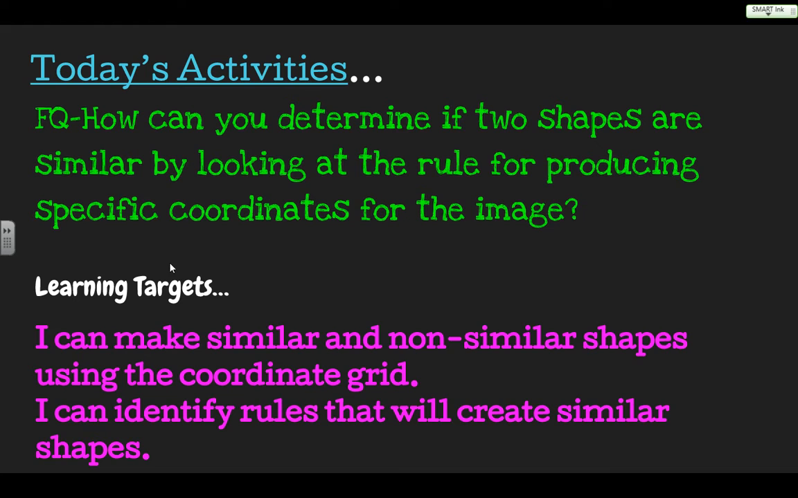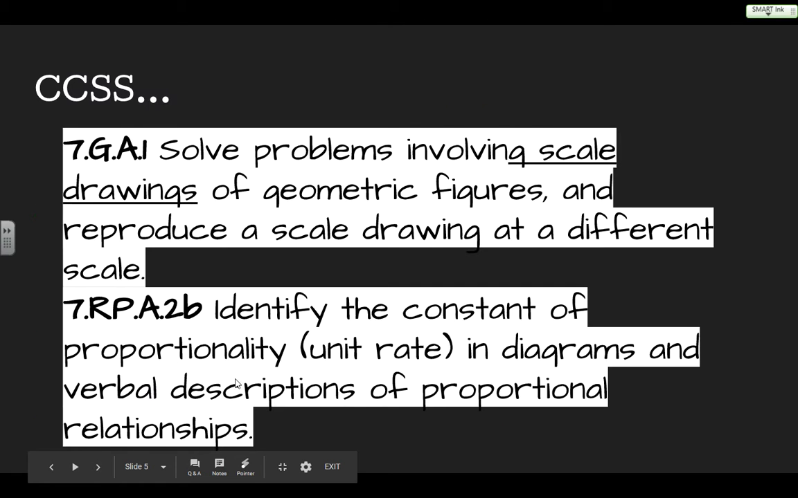So this is going to link to what we were doing yesterday, but for you guys, we're just kind of taking it next level. So I'm going to expect you to make similar and non-similar shapes on the coordinate grid and identify rules that will create similar shapes. And you're also going to be hopefully at the point where when you look at a rule, you can decide what it's going to do besides creating a similar shape. All right, here are Common Core standards.